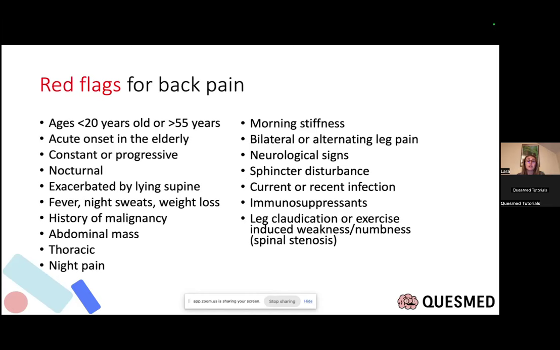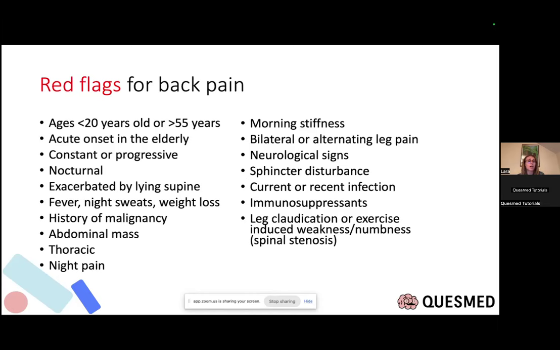Do you have fecal incontinence, or do you have urinary retention, which is talking about sphincter disturbance? And then also, do they have saddle anesthesia? I always worried about how to ask this during my OSCE exams. But actually, the best way I've found as I've started practicing is that you just ask, when you wipe, when you go to the bathroom, have you noticed any change in sensation? And people really understand that.